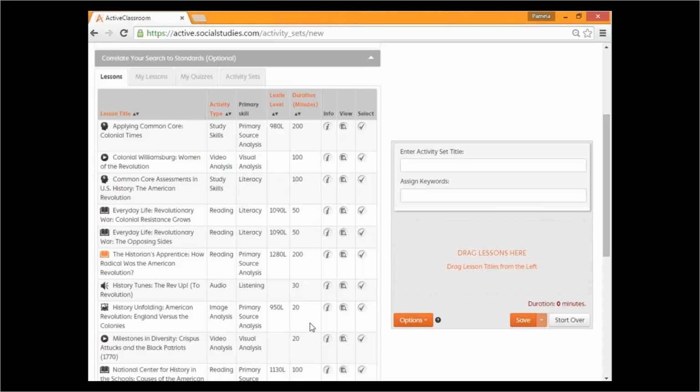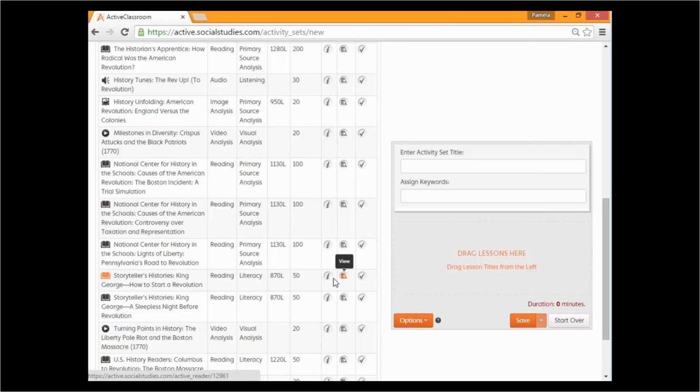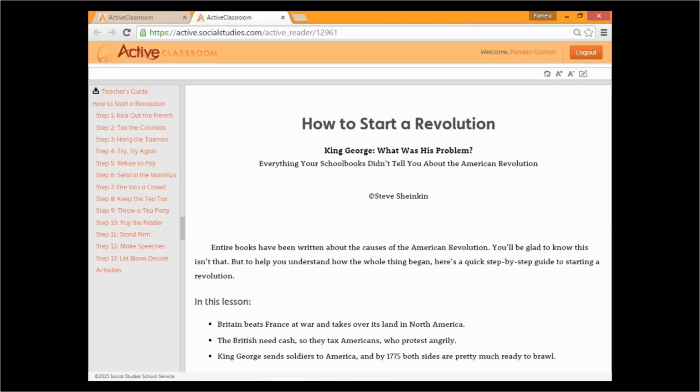First one we're going to look at is going to come from Storyteller's History. Storyteller's History is written on about a 5th grade reading level, kind of a tongue-in-cheek reading. The author used to write history textbooks and was frustrated at times when he would find really interesting information but wasn't allowed to include all of it in the textbook. So here he's just created his own books including that information that he found interesting. So let's look at Storyteller's History, King George, How to Start a Revolution.